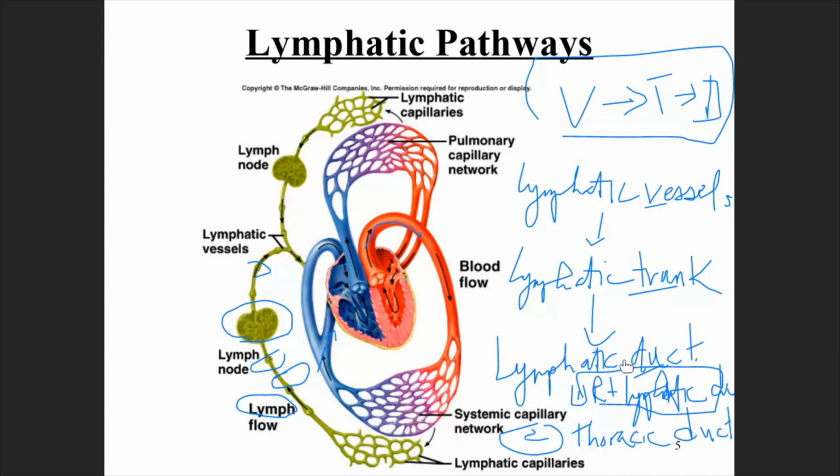But drainage from the right leg, left arm, left torso, left head goes into the thoracic duct. So three-quarters of the body goes into this major duct called the thoracic duct. So keep that in mind: one, know the lymph flow, and two, the different kinds of duct.